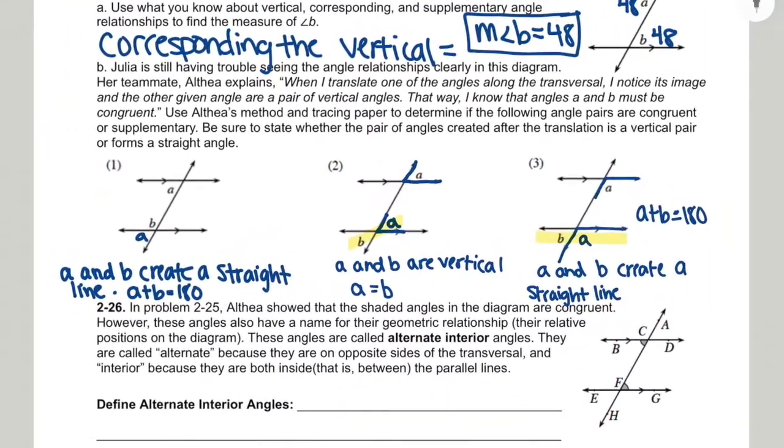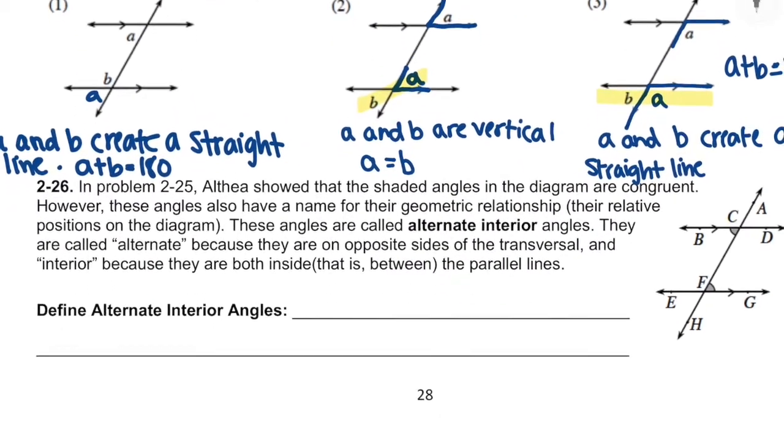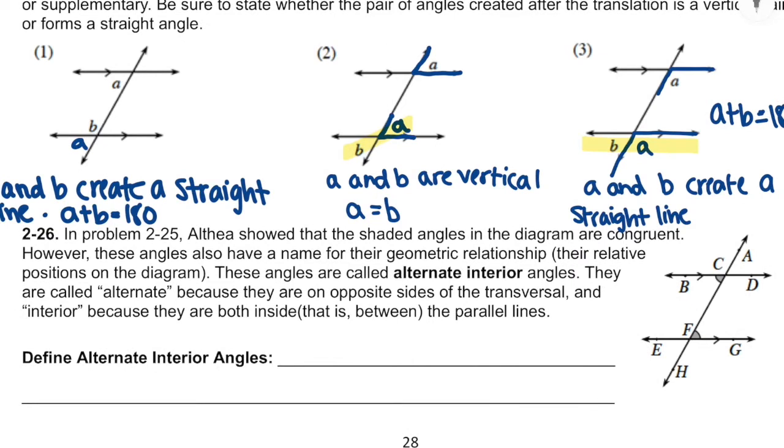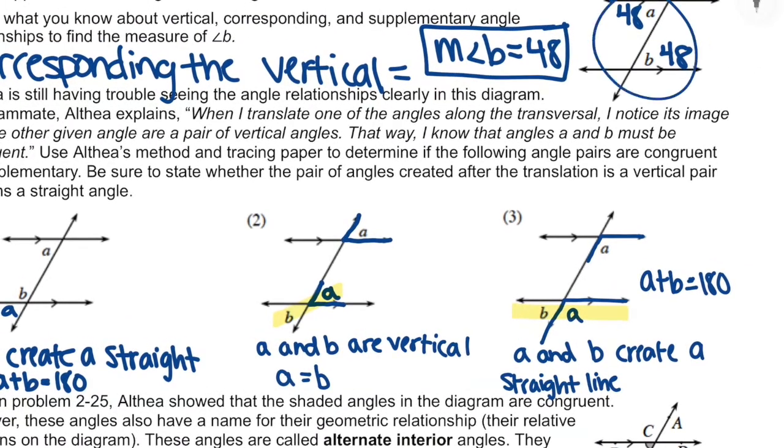Now we're going to kind of formalize it into some names of things and definitions. So 226, it says in problem 225, Althea showed that the shaded angles in the diagram are congruent. However, these angles also have a name for their geometric relationship, their relative positions on the diagram. So when I'm talking about shaded angles, I'm talking about this picture right here, which represented this situation right here.